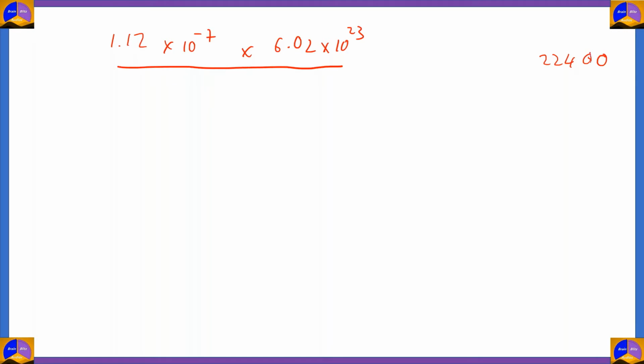So let's put in the values. 1.12 into 10 raised to minus 7 times 6.02 into 10 raised to 23 divided by, now we have 22400 as the denominator. But if you notice, only 2, 2, and 4 are significant figures. So therefore, we can write it as 2.24 into 10 raised to 4. So 1, 2, 3, 4.